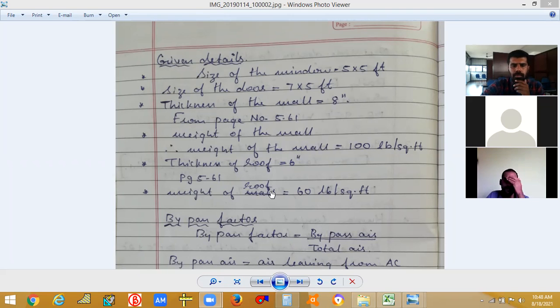Now, there is one factor known as bypass factor. We have to use the bypass factor during our calculations. What do we mean by bypass factor? The air will be passing through the cooling coil, right? When the air gets in contact with the cooling coil, heat transfer will be happening.